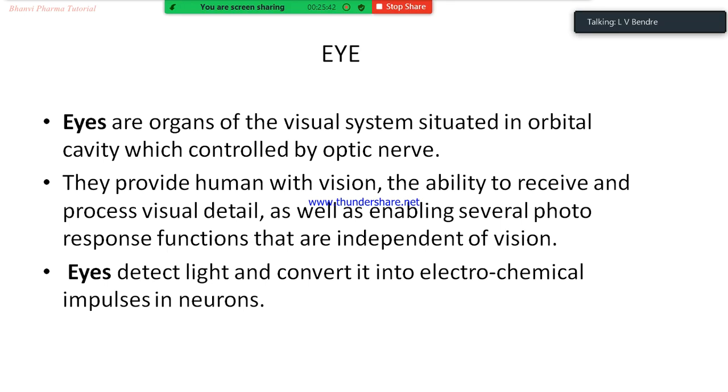Visual detail means what you see in your vision, the ability to receive and process visual detail, as well as enabling several photoresponse functions that are independent of vision. The eye detects the light and converts it into electrochemical impulses in the neurons.